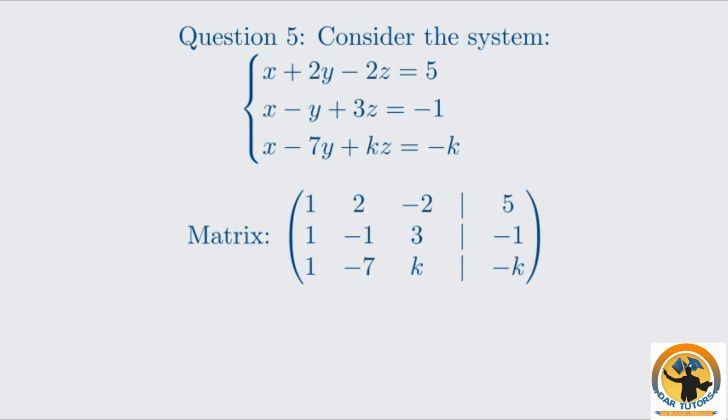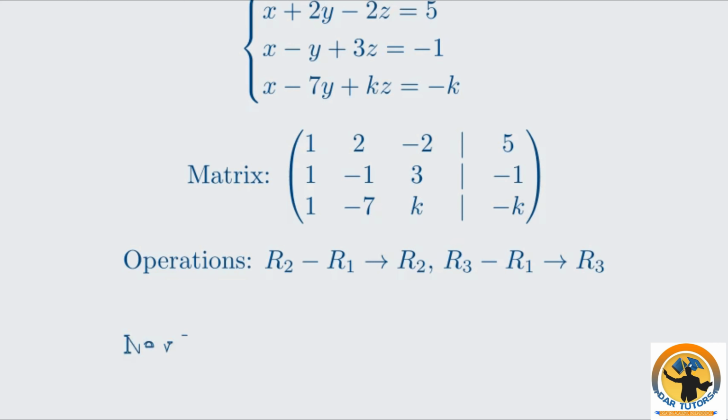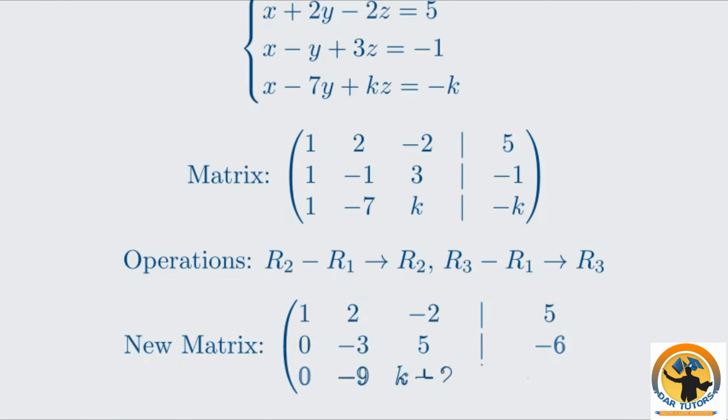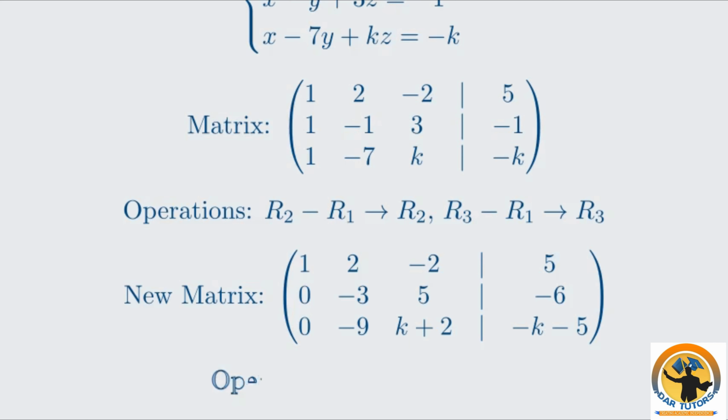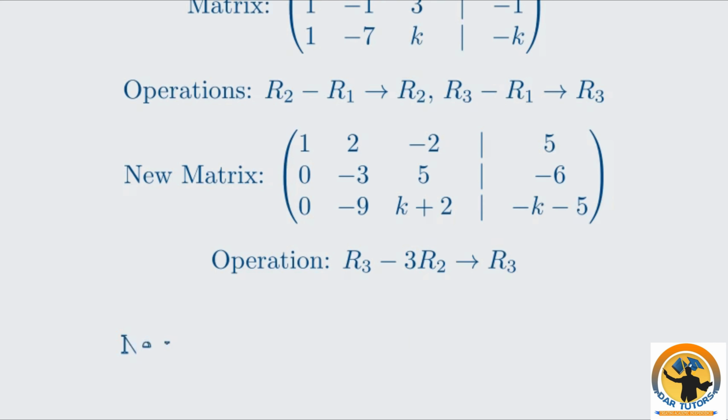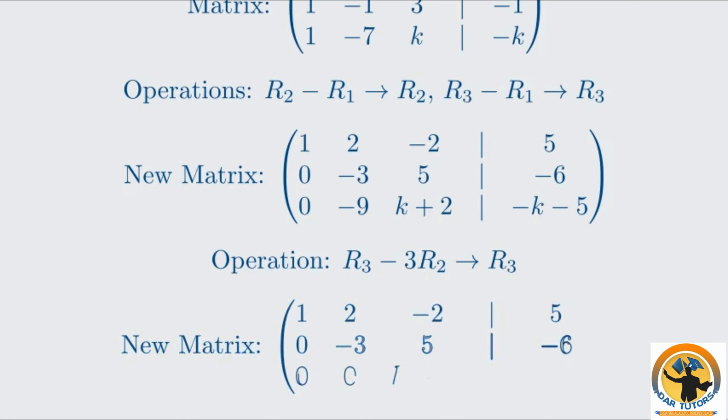First, we eliminate the x terms in the second and third rows. We perform R2 minus R1 arrow R2 and R3 minus R1 arrow R3. This gives us a new matrix. Next, we eliminate the y term in the third row. We perform R3 minus 3R2 arrow R3. The new third row is 0, 0, k minus 13, 13 minus k.